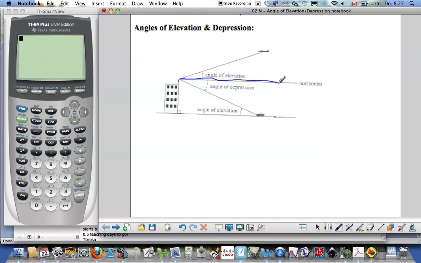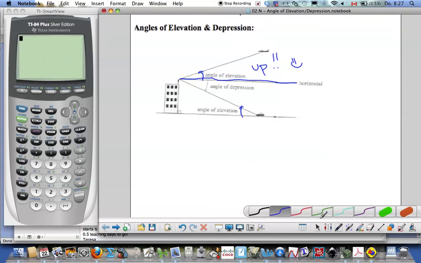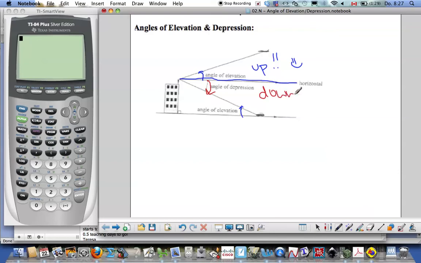We start with the horizontal, always. Angle of elevation is the angle between the horizontal and the object, and it goes up from the horizontal. If you think about that, you go on an elevator, you go up, right? Now, the angle of depression is also measured from the horizontal, and that goes down. So if you're depressed, you're really down, okay?